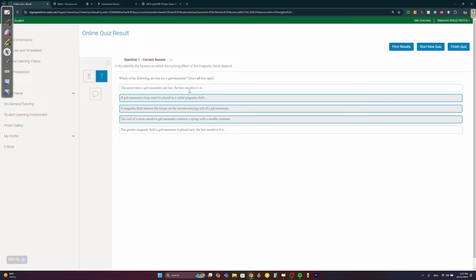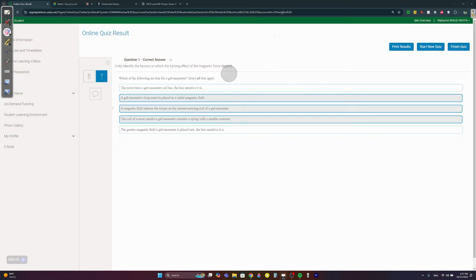The more turns, the less sensitive it is. Obviously not. A galvanometer's loop must be placed in a radial magnetic field. You need to memorize it's not uniform. It should be in a radial magnetic field, so that it can turn. Okay, the radial magnetic field kind of looks like this. So if you have this, the galvanometer kind of looks like this, right? It has the thing that turns the coil. So for it to turn, you need a radial magnetic field.